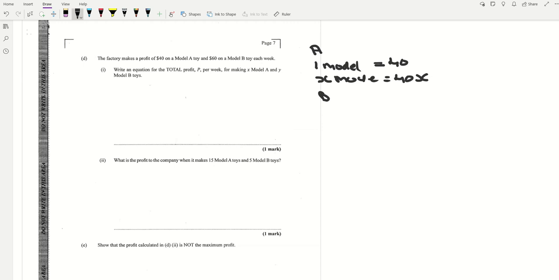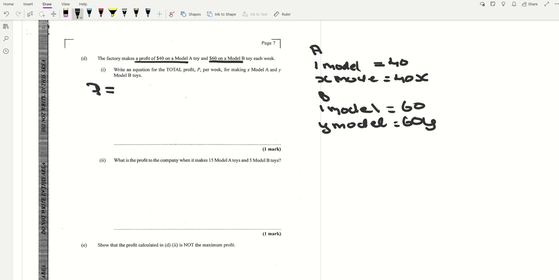And for model B, one model is equal to $60. So for Y models, it would be 60Y. Alright, 60 by Y. So my profit would be equal, because they said a profit of $40 on model A and $60 on model B. So my total profit would be 40X plus 60Y, and that would be the answer for this.